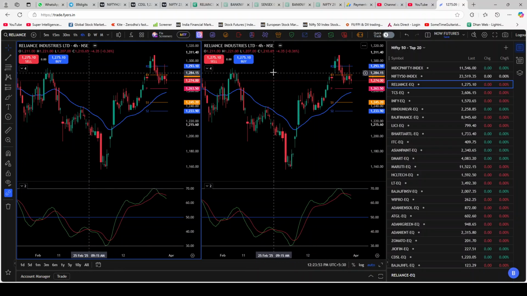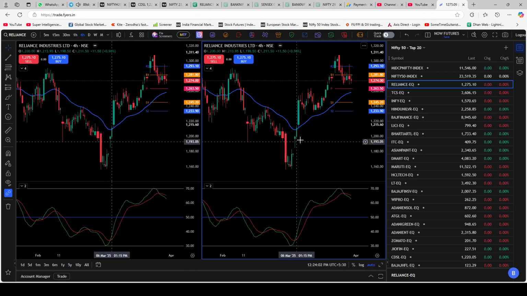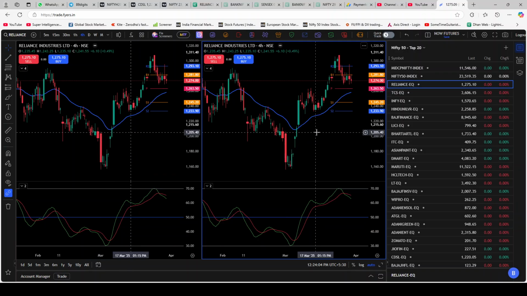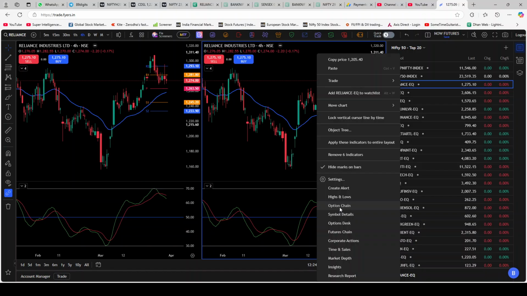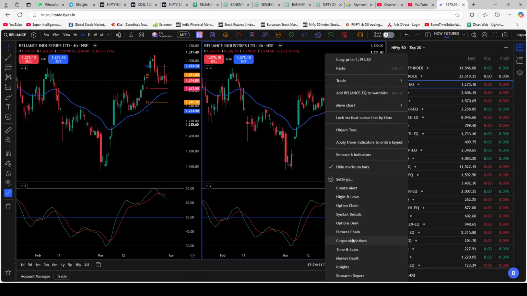So I'll right click. This is the most important thing that I like in Fyers and in Dhan. This feature is not there in Zerodha. That's why I've stopped using Zerodha. When I right click this, I've got the option chain over here. If I want the option chain, I can right click and even go to the futures chain.